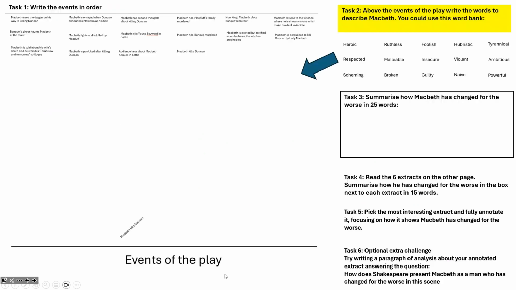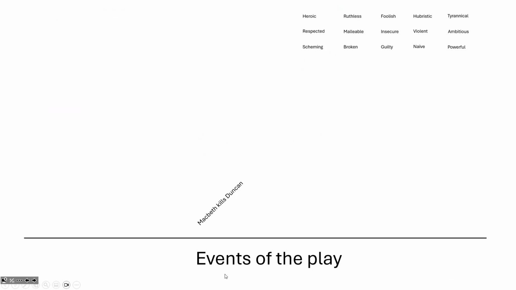Task 2. Above the events of the play, above the plot points, write the words to describe Macbeth. And you could use this word bank here. Words like heroic, ruthless, foolish, hubristic, tyrannical, respected, malleable, insecure, violent, ambitious, scheming, broken, guilty, naive, and powerful.